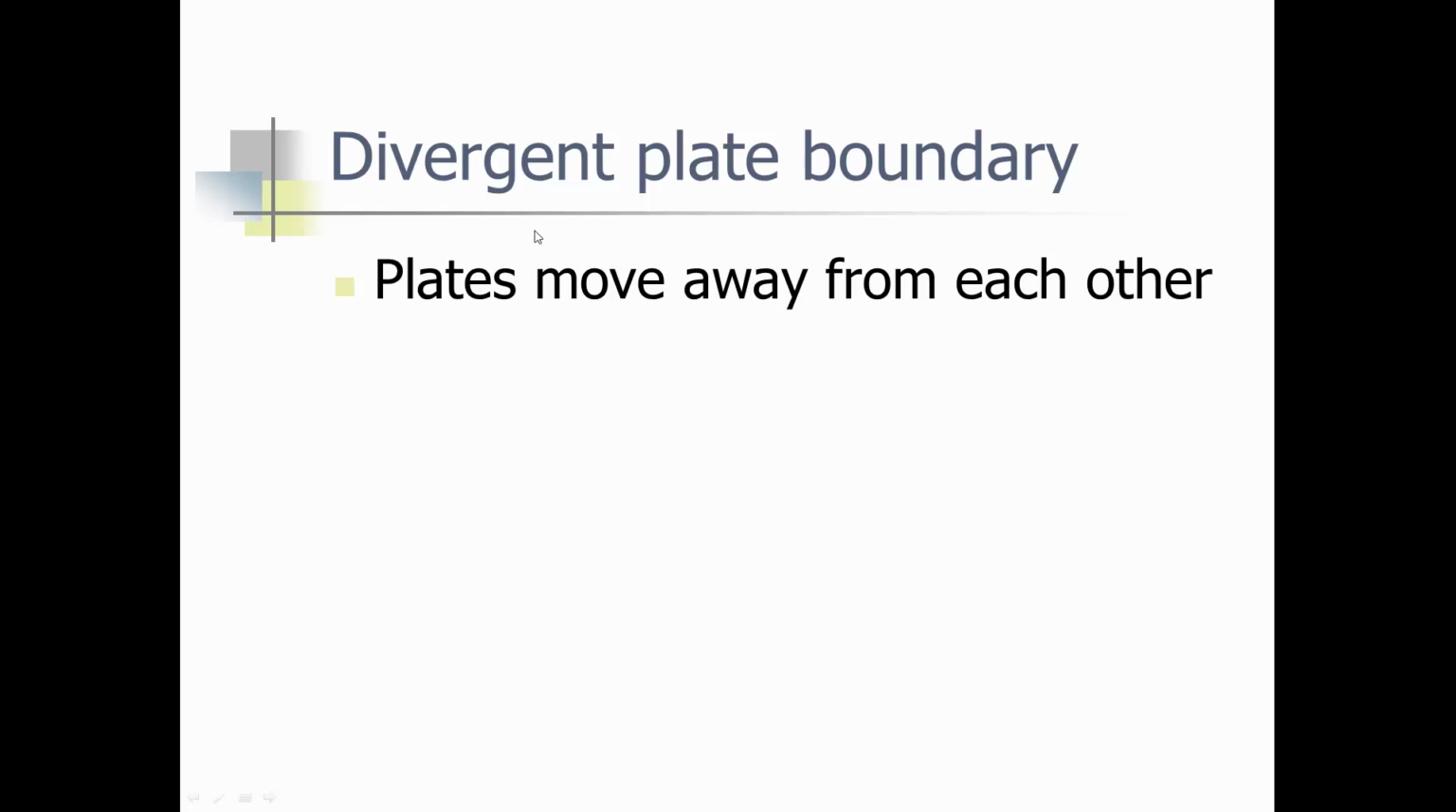Divergent plates, these are plates that move apart. They move away from each other. Divergent means to move apart. This happens at what's called the mid-ocean ridge.